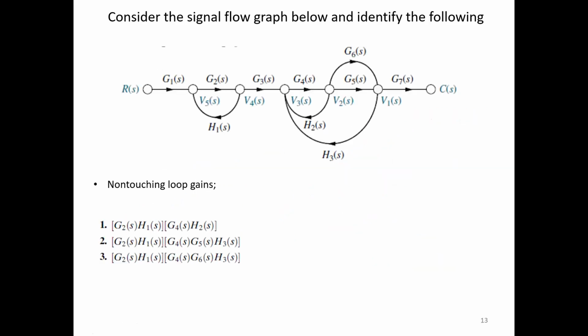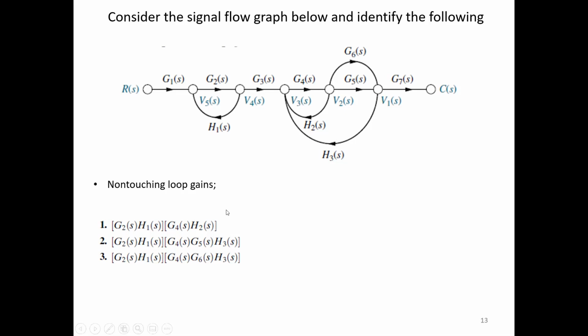Now I have to identify how many two non-touching loops exist in the graph. I repeat, I have to identify two non-touching loops here. You can easily say that here, loop 1 and loop 2, this is what we have named as loop 2 and this is loop 1, are not touching each other. You can clearly visualize they are not touching because the branch and the nodes of this loop are totally different from the branch and the nodes of this particular loop. So we say that they are non-touching.